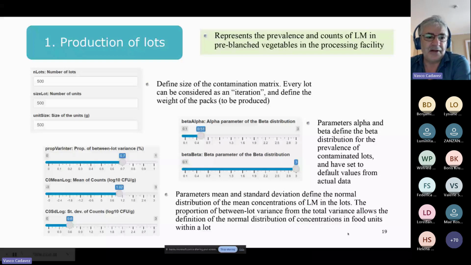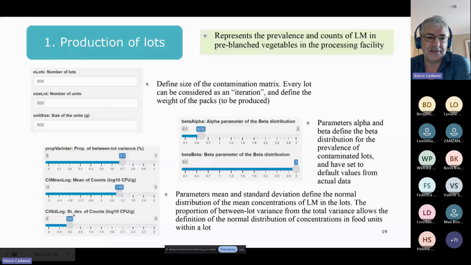And then you have this on this left side, we have these three parameters. This is the proportion of between lot variance, and this is the mean log counts that you can find in the lot, and this is the standard deviation log counts.